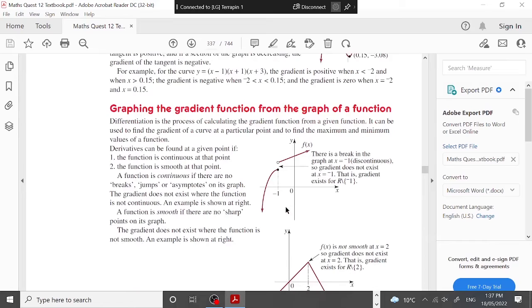It is important to know that the gradient function or derivative could be drawn and found as long as the graph is continuous. That's what it's saying in this point here: derivatives can be found at a given point if, first of all, the function is continuous. So we can see here on this particular graph, it suddenly changes.